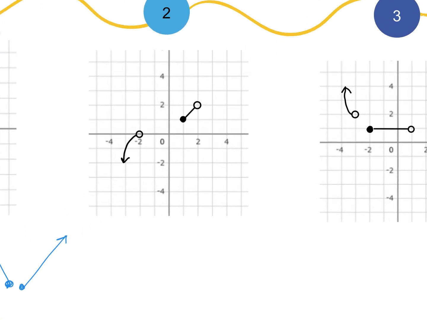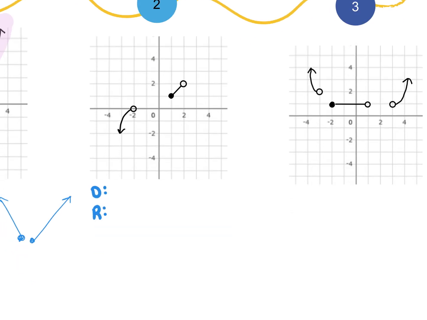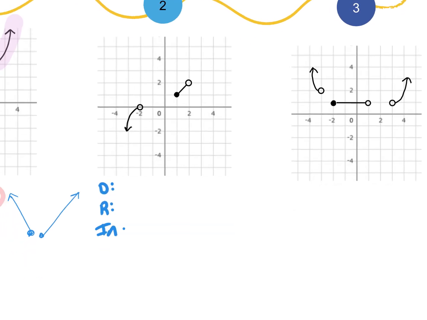All right, let's look at the next one. Does everybody see number 2? We're going to answer domain, range, increase, decrease, and constant. Something you can look at real quick: is there any interval of constant on this graph where it's left to right, flat? No, so go ahead and put none. As soon as you see that, make that determination.